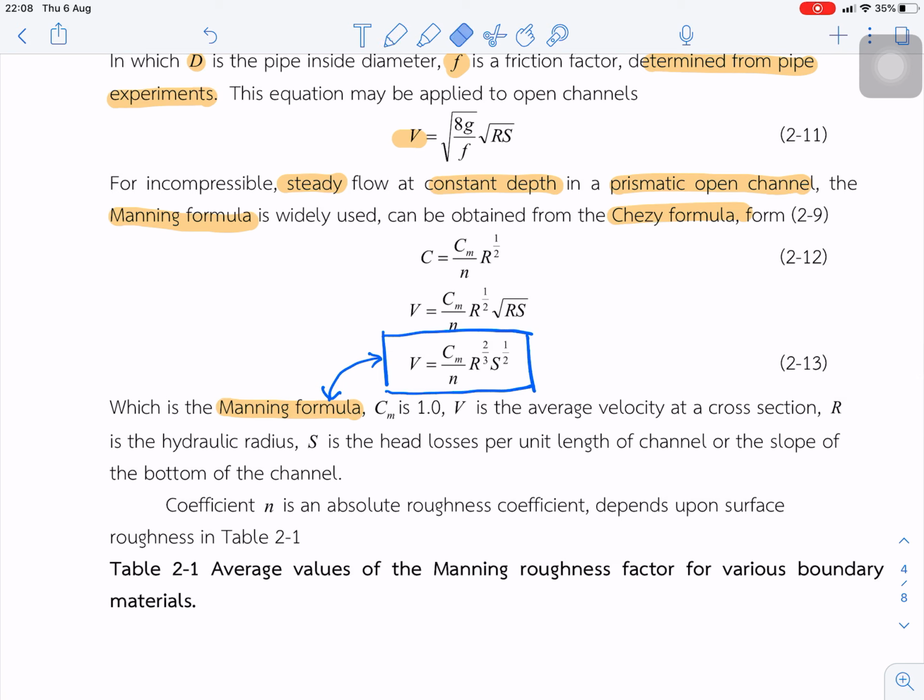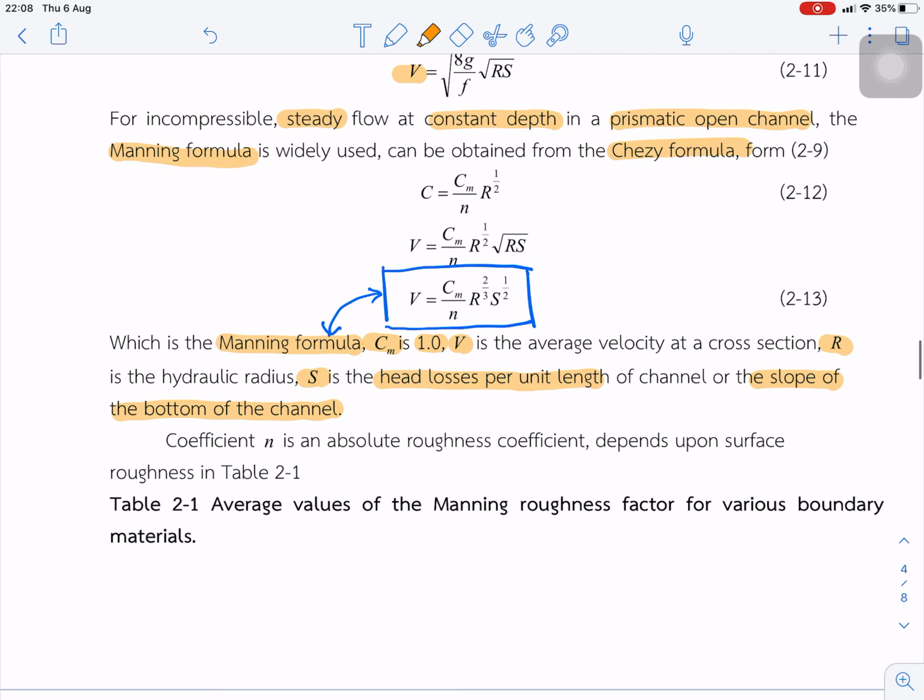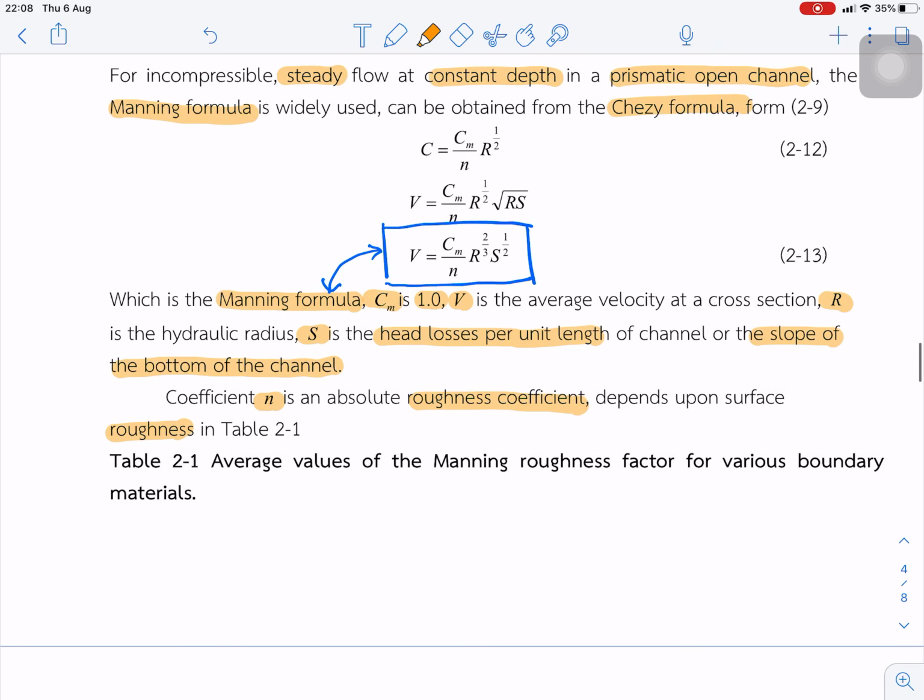Here Cm is equal to 1, V is the average velocity, R is the hydraulic radius, and S is the head loss per unit length of the channel, or we can call it the slope of the bottom of the channel. The coefficient n is the absolute roughness coefficient depending on the surface roughness. An example is shown in the next table.